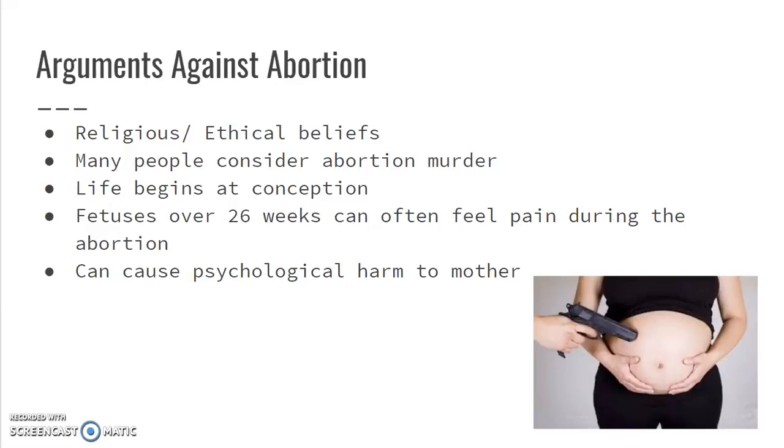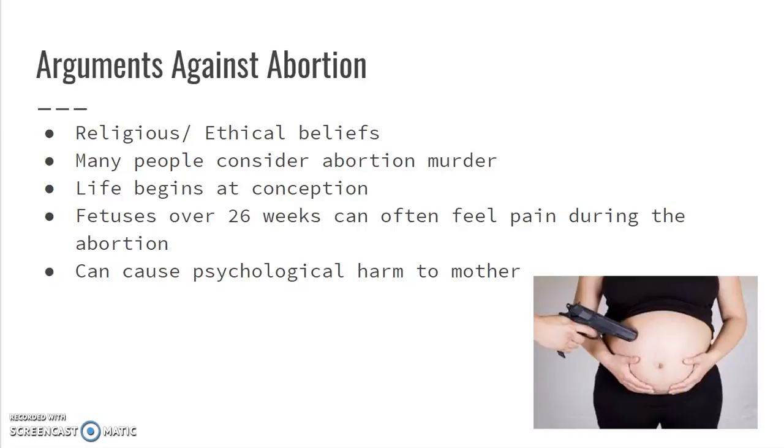Now, the arguments against abortion are mainly religious and ethical beliefs, so many people find it against their religion or against their personal ethics to have an abortion, because many people also consider abortion to be murder and consider the killing of the child no different than killing a baby who was born. Consider it the same. These people believe that life begins at conception, so as soon as the mother and father conceive the baby and the sperm and the egg meet, the life of the baby begins. So they believe that the fetus is alive and that they should protect it.